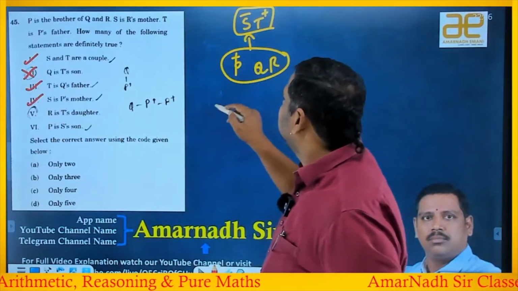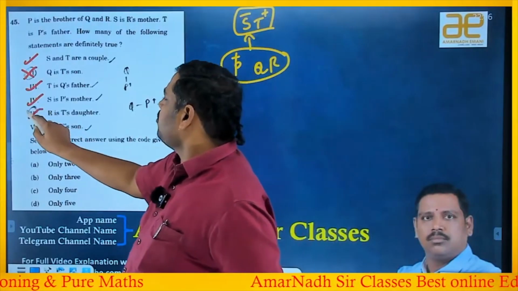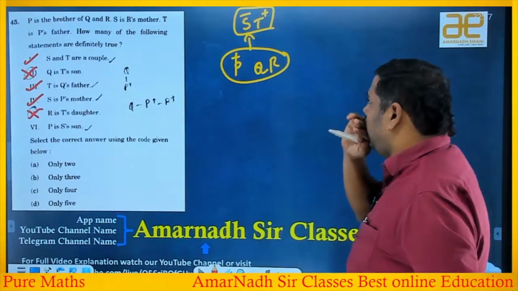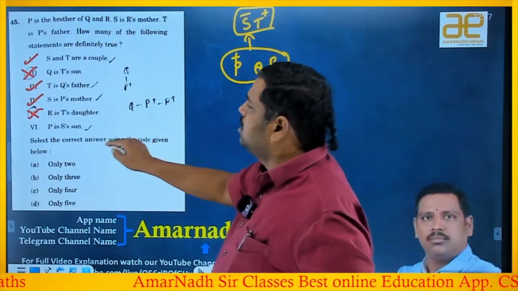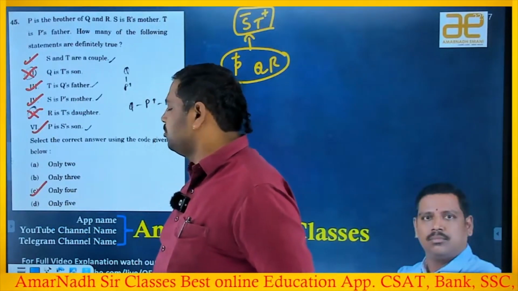R is T's daughter. How can you say that R is a daughter? Okay, that's why I don't count this. P is S's son. Yes, P is the son, definitely. So how many are correct? 1, 2, 3, 4 are correct. So only 4. So the answer is C. Okay.